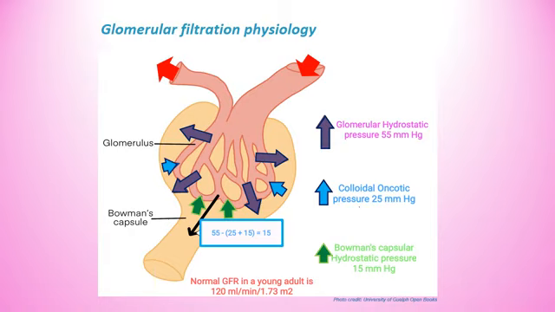Thus, the net pressure effect is outward directional pressure minus inward directional pressure, that is 55 minus 40 equal to 15 mm mercury going towards the outward direction, which is the driving force for glomerular filtration. By this filtration, the average glomerular filtration rate is maintained at 120 milliliter per minute per 1.73 meter square body surface area. Why 1.73 meter square? Because this is the average human body surface area.